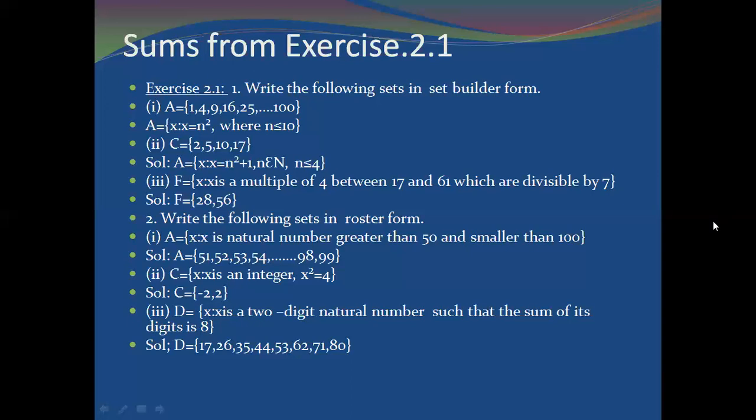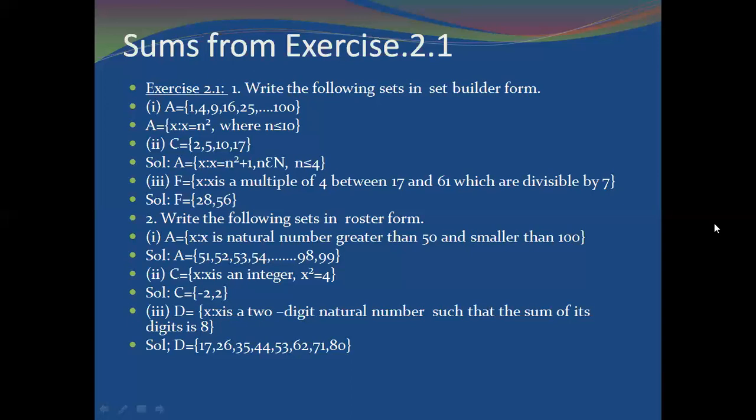Now the second question is convert the given sets into roster form. A is equal to x such that x is a natural number greater than 50 and smaller than 100. That means you must write all the numbers which are more than 50 and less than 100. That means 51, 52, 53, etc., 98, 99.